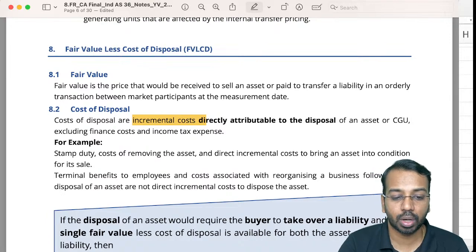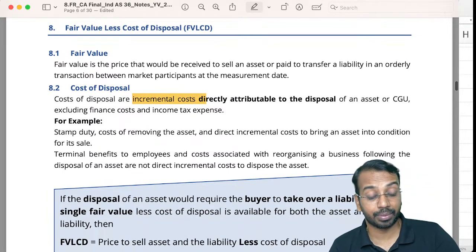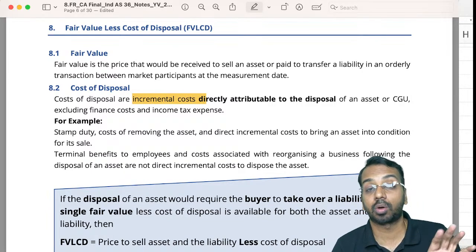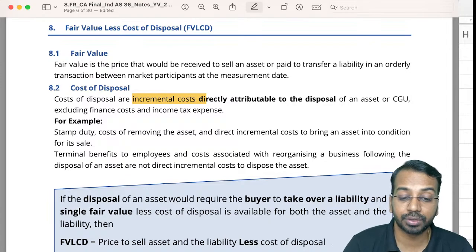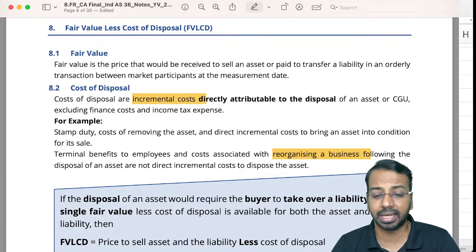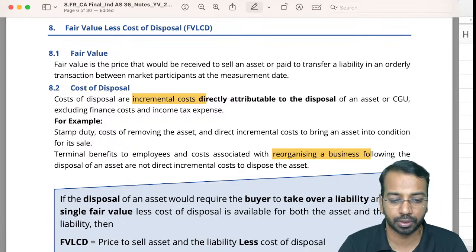Some costs like terminal benefits to employees. For example, I have to shut down a factory and I have to give retirement benefits to that employee. Those are not cost of disposal. Or if I have to reorganize the business, I have closed a branch and I have to reorganize that business, again, those are not cost of disposal.